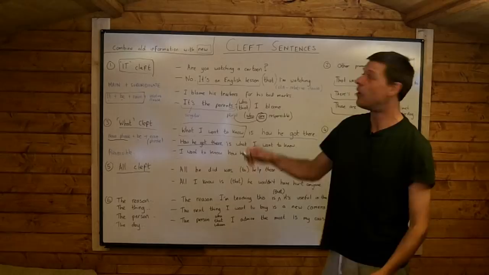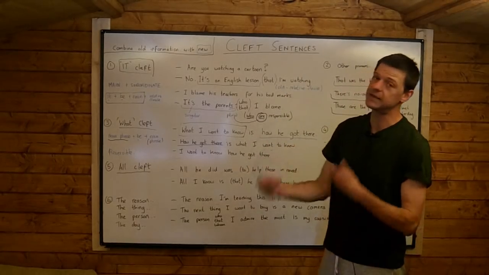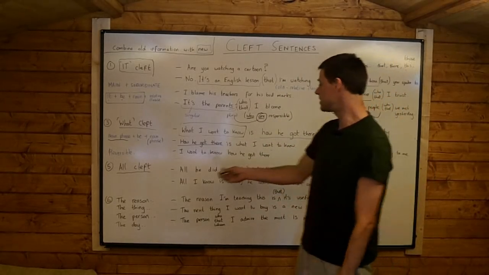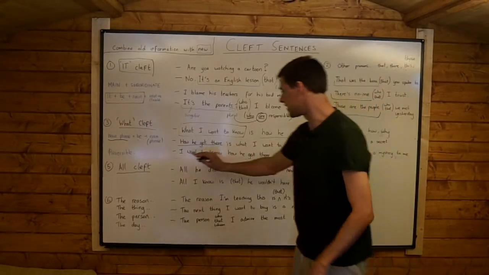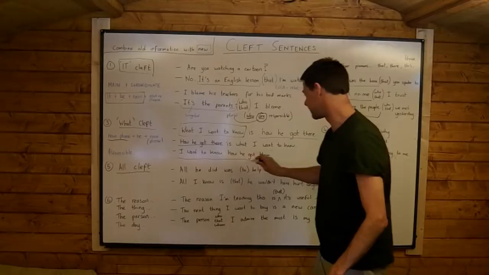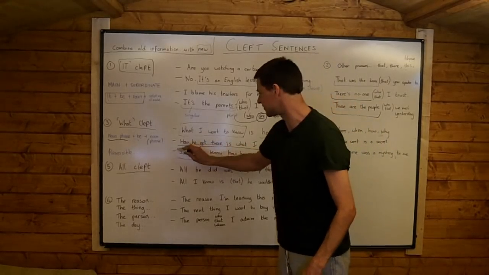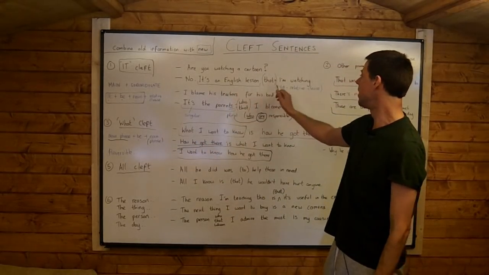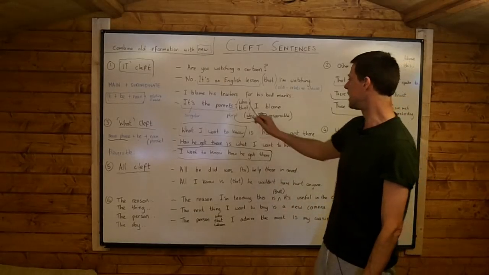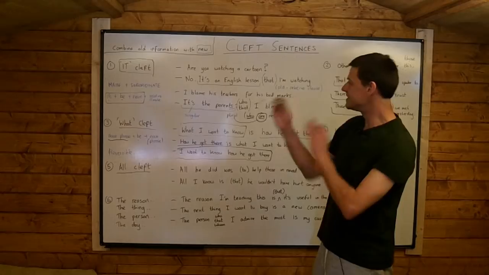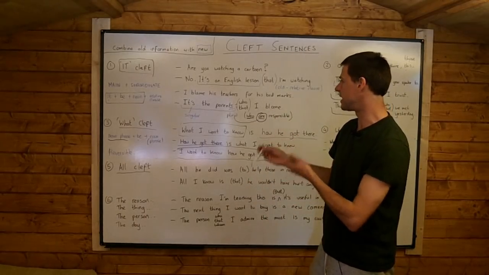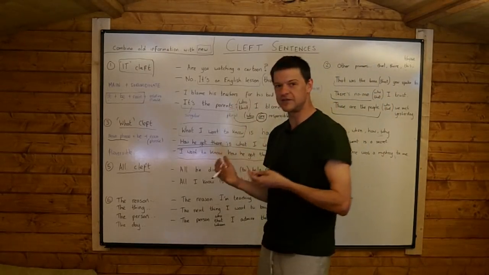And of course, all of these sentences we could say in much more simple terms. We could say, I want to know how he got there. That's not a cleft sentence. This one is not a cleft sentence. This is the ordinary sentence here. And here we could say, I'm watching an English lesson. And here I could say, I blame the parents. Okay, so you could put things the ordinary way, but this is done for stylistic reasons.